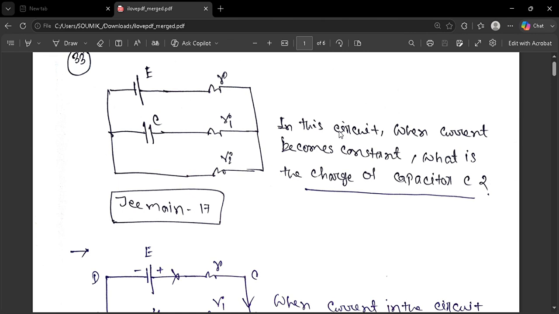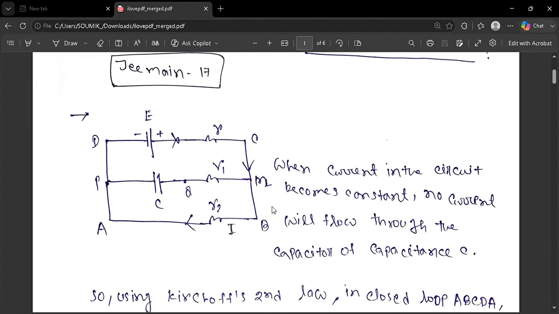Now in the first question, we are asked to find, in the given circuit, when current becomes constant, what is the charge of capacitor C. This appeared in JEE Main 2017. When current in the circuit becomes constant, the capacitor basically acts like a resistor of infinite resistance. At that time no current will flow through this capacitor. So this is the solution.